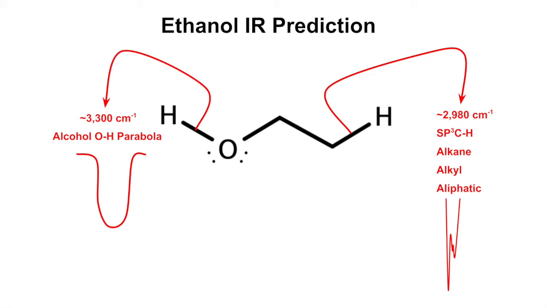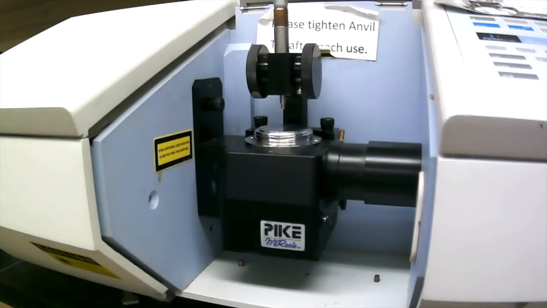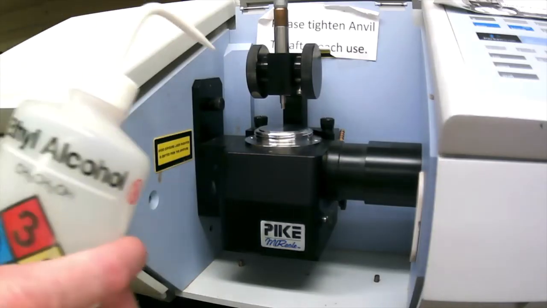And for ethanol, those are the only ones we've memorized. There are other signals, but there are not many more. And these are the ones that I said you should know. So we're going to be looking for those when we take the IR of ethanol. Here we go. I've got my ethanol.